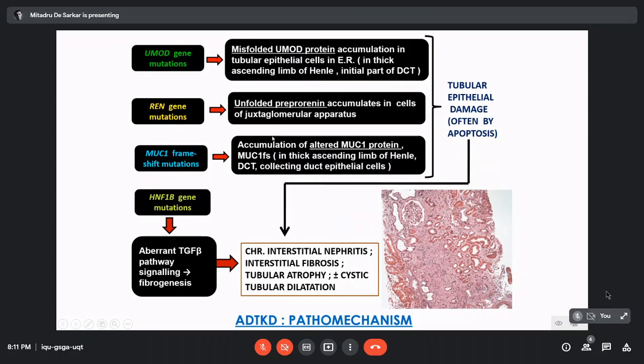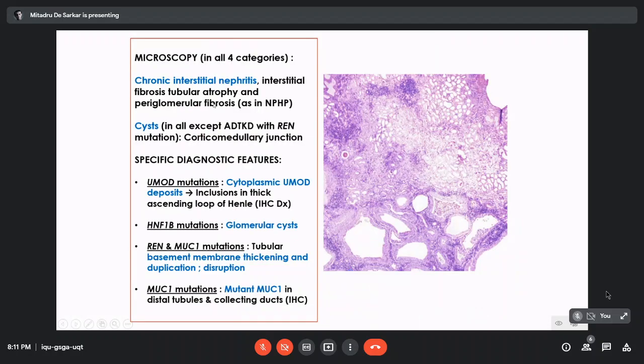I'm not really sure whether it's available for practical purposes, in the sense of whether most of the non-academic institutes do it. I don't think so, but I guess academic institutes which are into this kind of disease will be doing this kind of IHC for UMOD or, for example, MUC1-FS. The net change is a chronic interstitial nephritis along with interstitial fibrosis, tubular atrophy, and cystic tubular dilatation. So, as I said, the pathology is pretty simple.